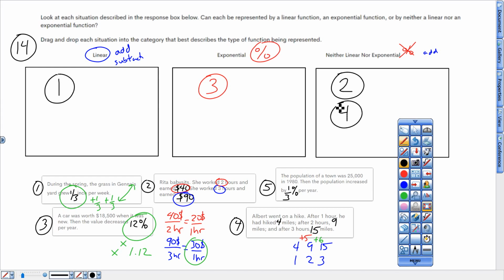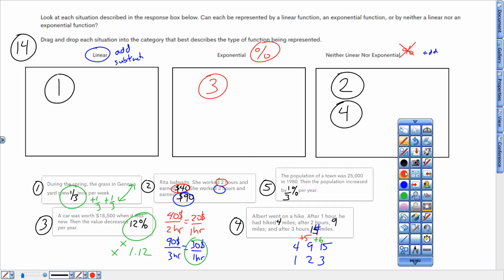And then, of course, if this had been 14 instead, going up 1, 2, 3, that would have been definitely linear. That would have been going up by 5 each time. I would have put that in the linear category right here. But because that's not going up by the same amount, I put that in the neither.